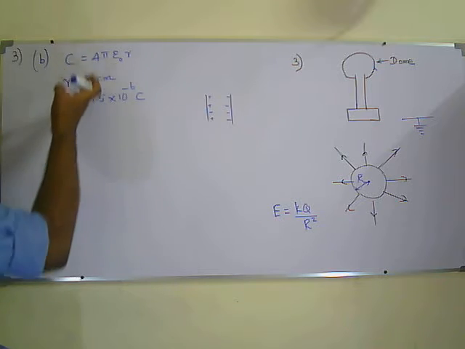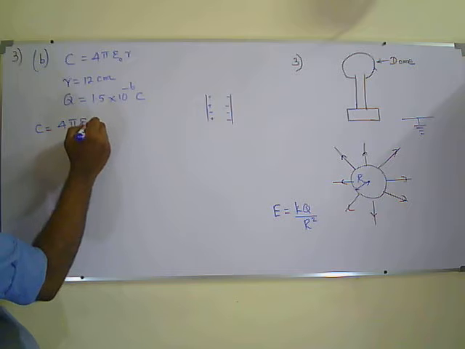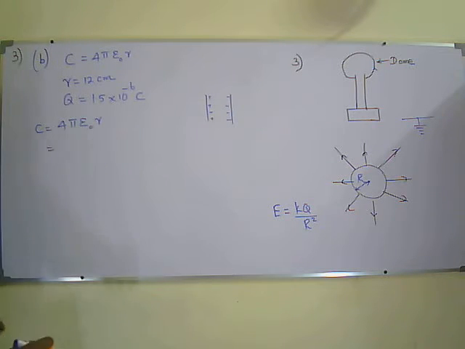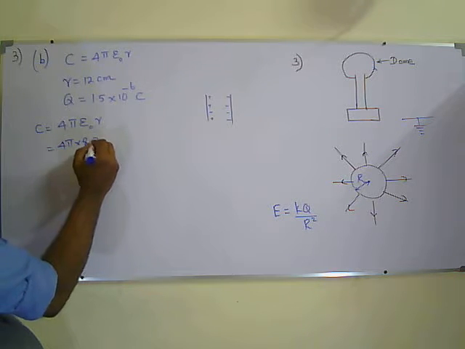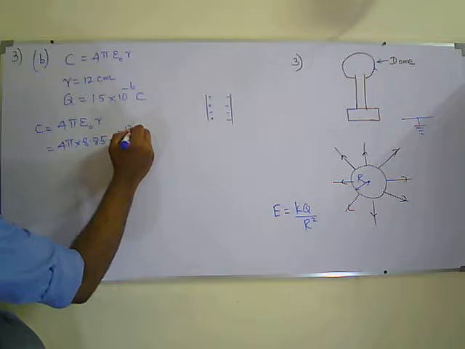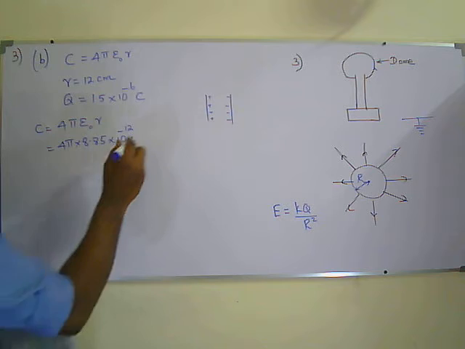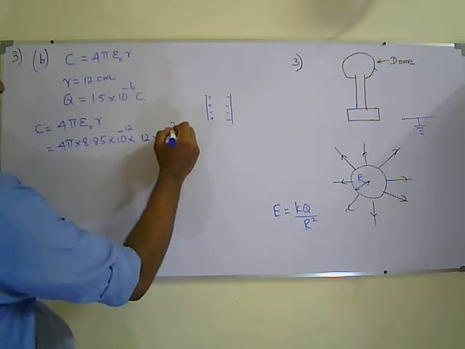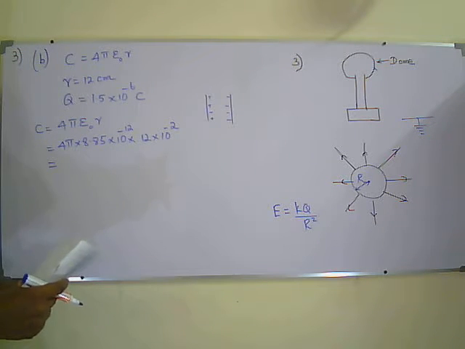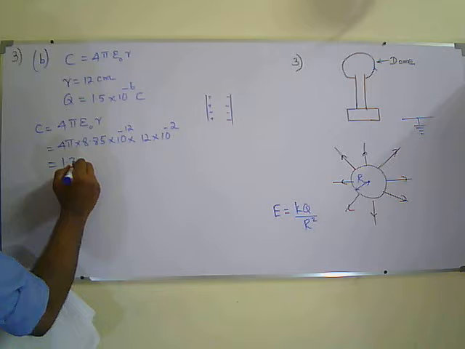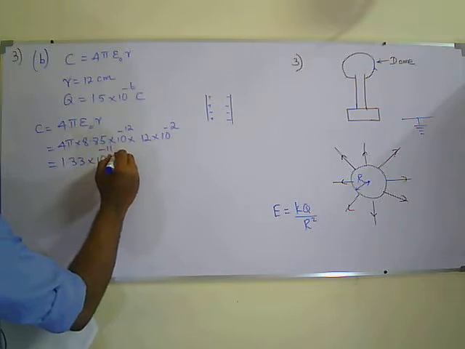All the data is given, so I can find the capacitance. C equals 4 pi epsilon naught r. The value of epsilon naught is given in the data sheet. So 4 pi times 8.85 times 10 to the power minus 12, and r is the radius, 12 centimeter, so 12 times 10 to the power minus 2 meter. So the capacitance will be equal to 1.33 times 10 to the power minus 11 farad.